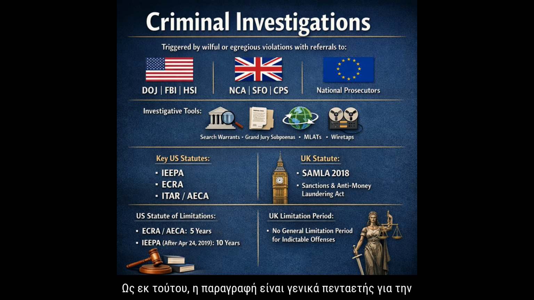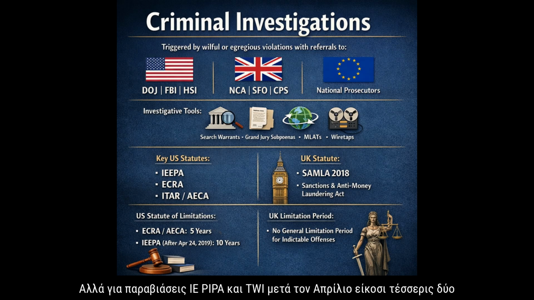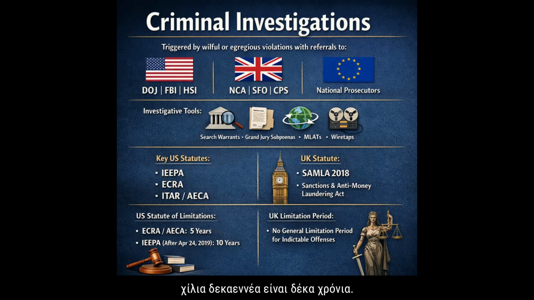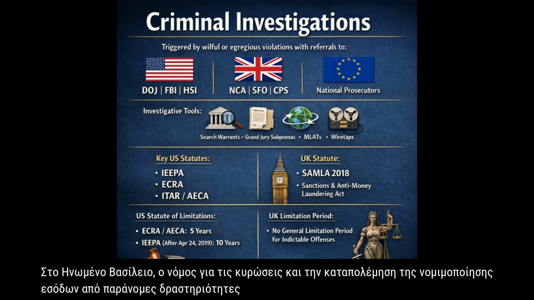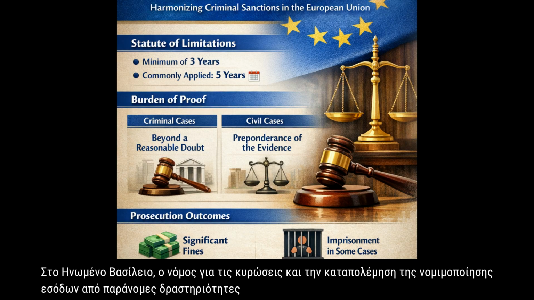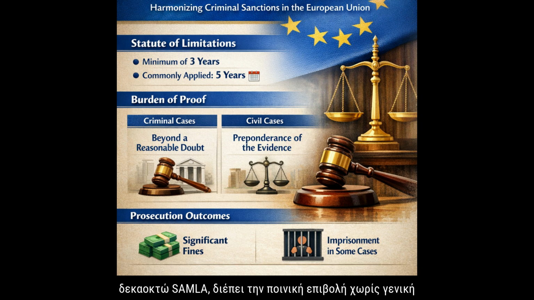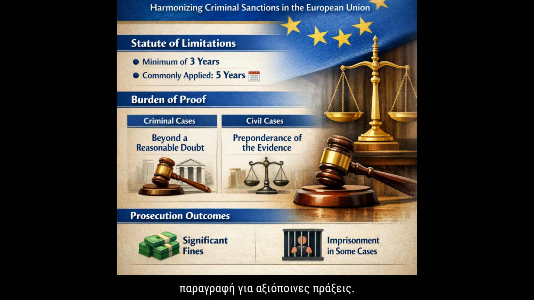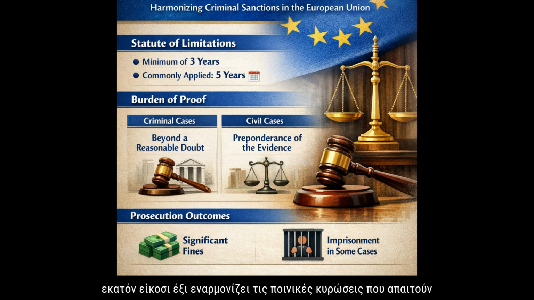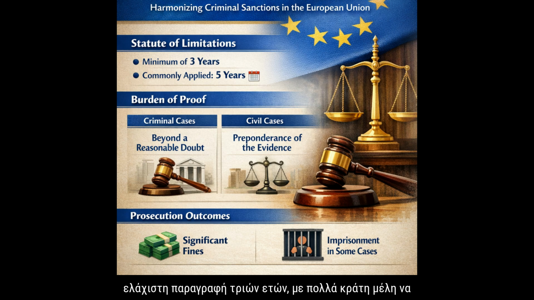The statute of limitations is generally 5 years for ECRA violations, but for IEEPA and TWEA violations after April 24, 2019, it is 10 years. In the UK, the Sanctions and Anti-Money Laundering Act 2018, SAMLA, governs criminal enforcement, with no general limitation period for indictable offences. The EU's Directive 2024/1226 harmonizes criminal sanctions, requiring a minimum statute of limitations of 3 years, with many member states applying 5 years.